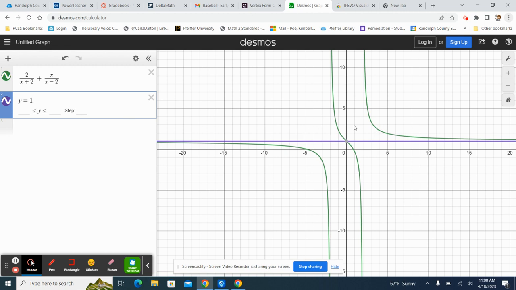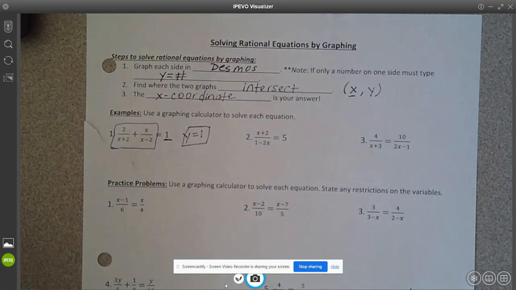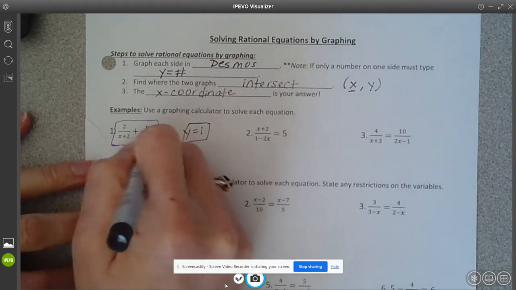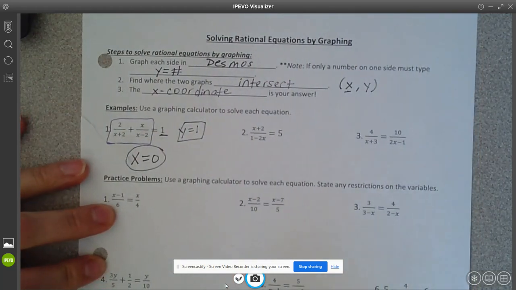You can see that this graph intersects. We're looking for where it intersects. It comes down this way and gets closer and closer to the line y equals 1, but it's never going to touch it. But it does intersect at this point right here, which is the point (0, 1). Remember, my answer is the x coordinate, so my x coordinate is 0. So my answer is x equals 0. That's our answer.